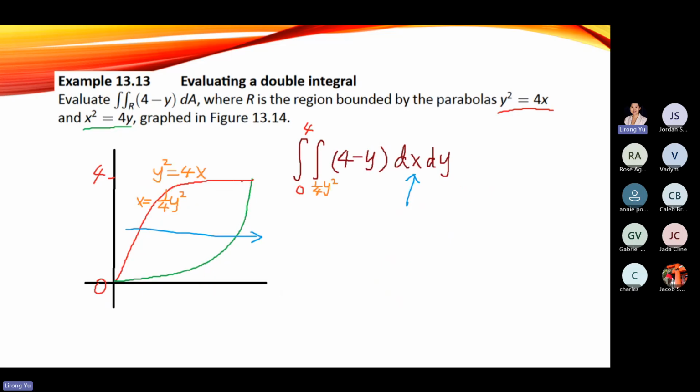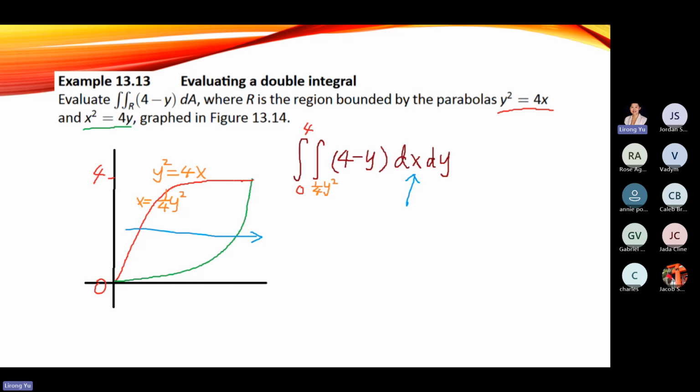So start with the upper boundary. The upper boundary is y squared equal to 4x. You solve the x value from it, divide both sides by 4. So the lower boundary for the x value, which is really the left boundary of the x value, the dx, you got to solve for the x equal to 1/4 y squared.